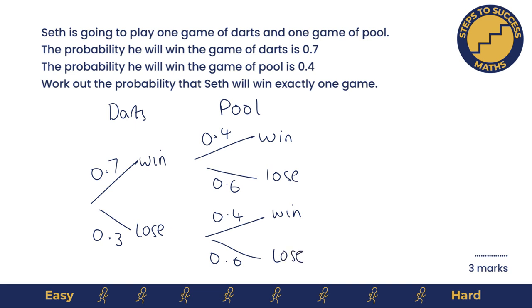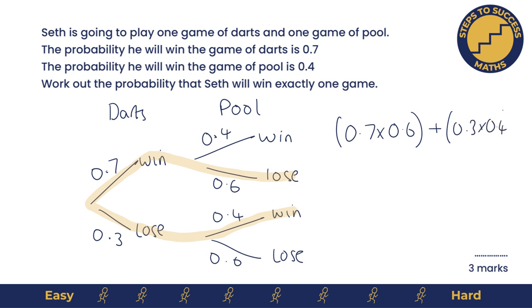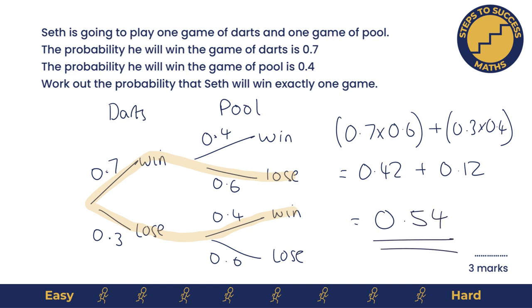So the probability of winning exactly 1 game. So you could win and then lose, or lose and then win. So we've got 0.7 times 0.6, or 0.3 times 0.4. And we're going to add our 2 options together. So 0.42 plus 0.12 is 0.54. So the probability of winning exactly 1 game is 0.54.